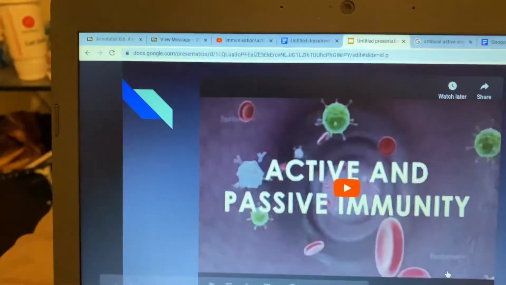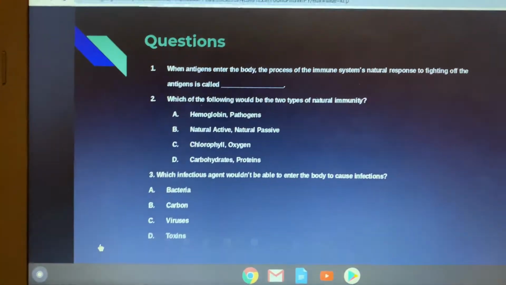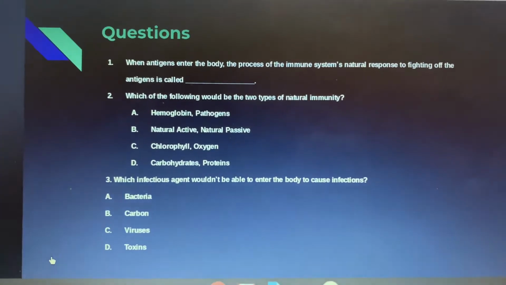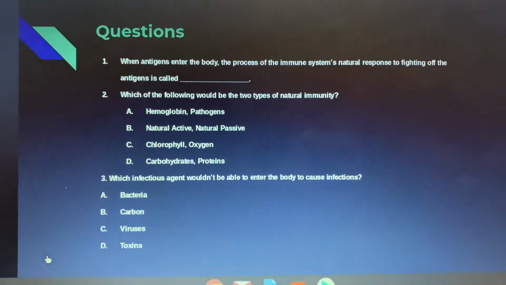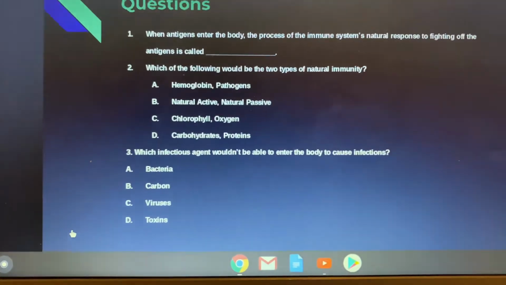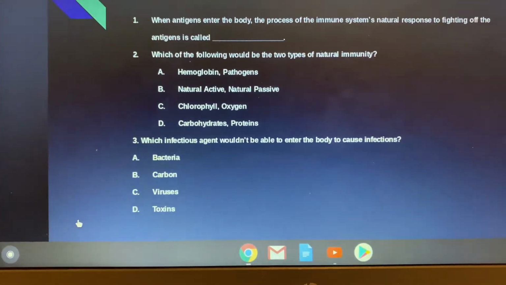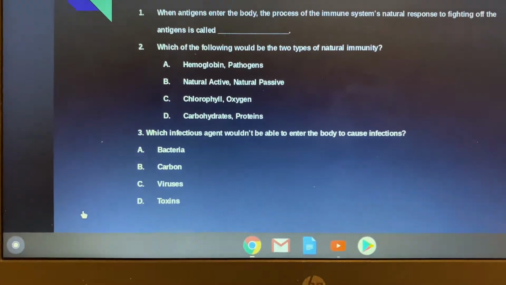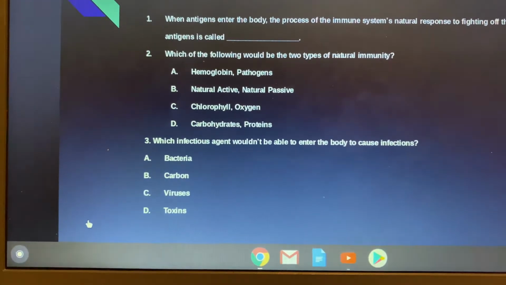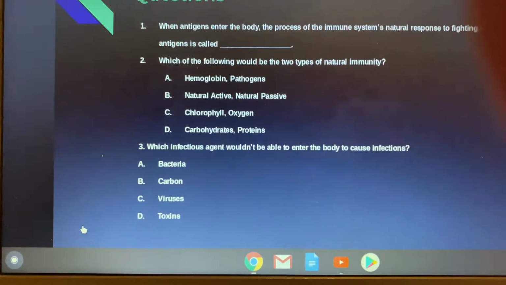Now I have some questions for you guys. The first one would be, when antigens enter the body, the process of the immune system's natural response to fighting off the antigens is called blank. The second question would be, which of the following would be the 2 types of natural immunity? A would be hemoglobin pathogens, B would be natural active, natural passive, C chlorophyll, oxygen, D carbohydrates or proteins.